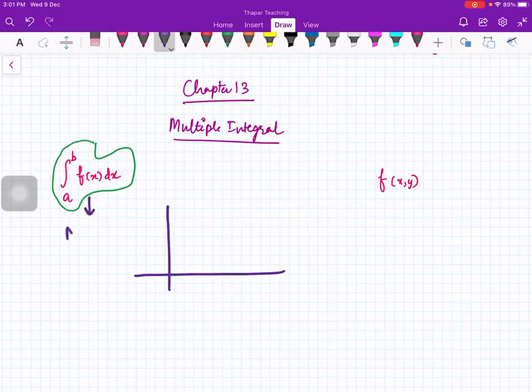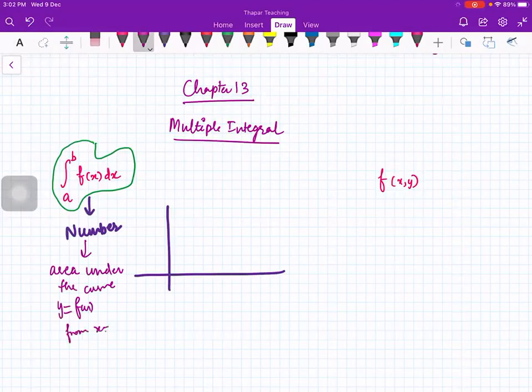This is a number, right? So what is this number? Area under the curve, y is equal to f of x, from x is equal to a to x is equal to b. So something like this: f of x is here, and you have x is equal to a and x is equal to b. Now, do you know what is the physical interpretation?